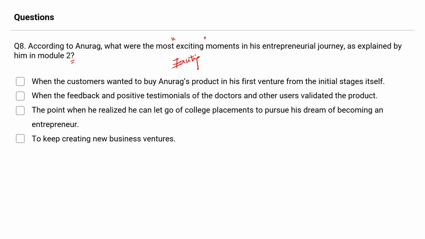All right. So the options here are: when the customers wanted to buy Anurag's product in his first venture from the initial stages itself, when the feedback and positive testimonials of doctors and other users validated the product, at the point when he realized that he can let go of college placements to pursue his dream of becoming an entrepreneur, or to keep creating new business ventures. A, B, and D. So people are saying A, B, and D. All right. Others, please tell.